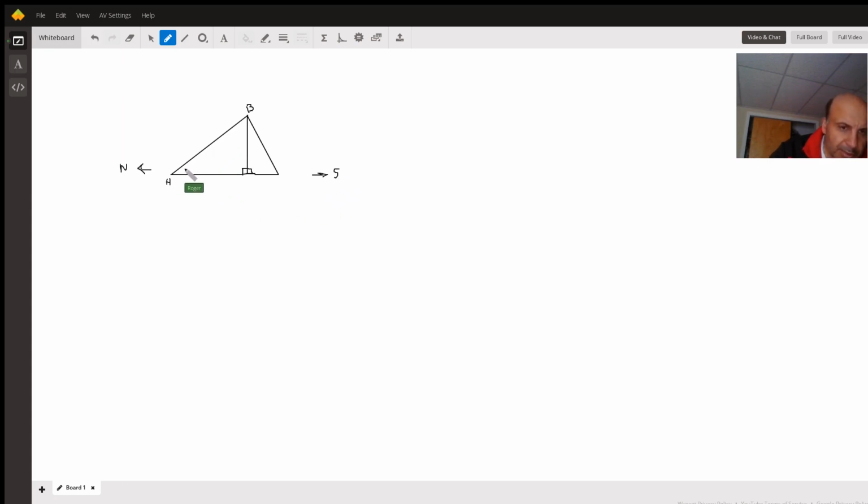Due north, he sees the balloon at an angle of 49 degrees. So this angle here is 49 degrees, from Mr. Helmut's side. And Ellis, we'll call this E, Ellis, sees the balloon due south at 64 degrees. So this is 64 degrees.